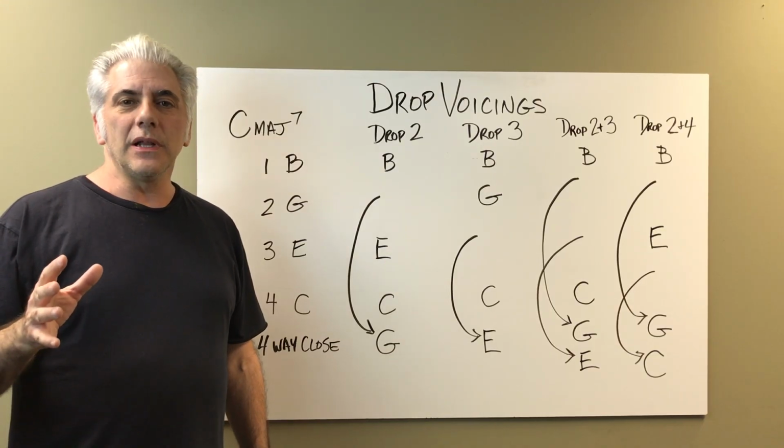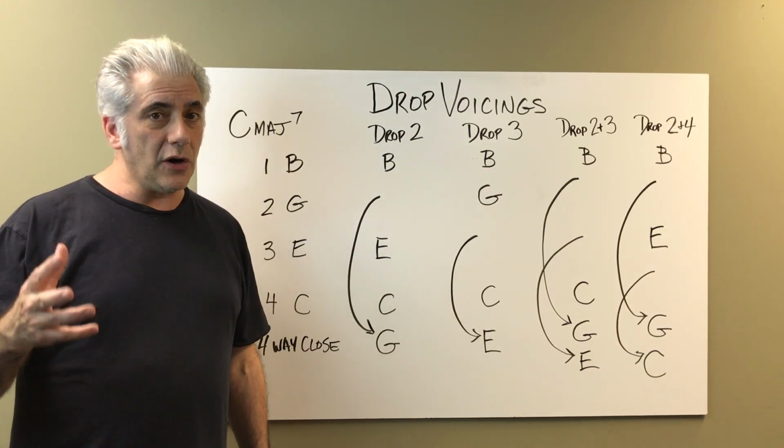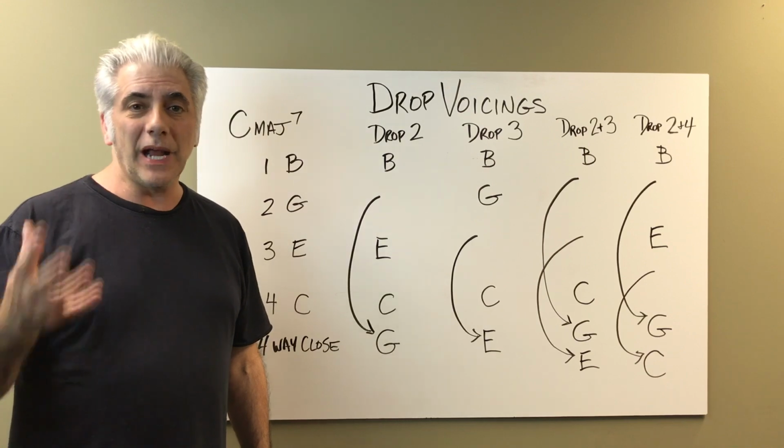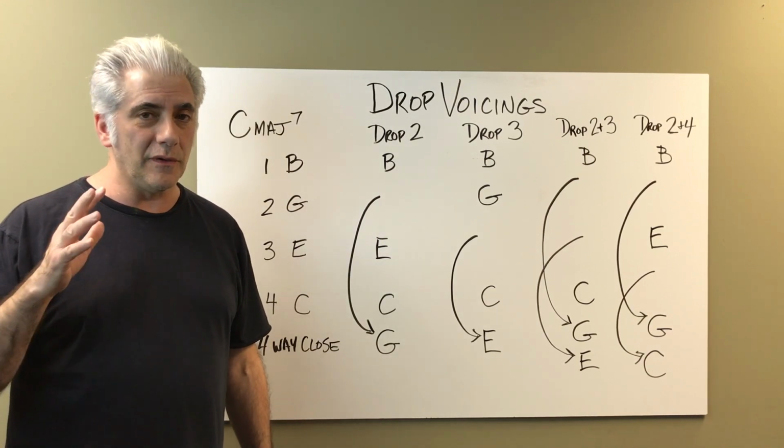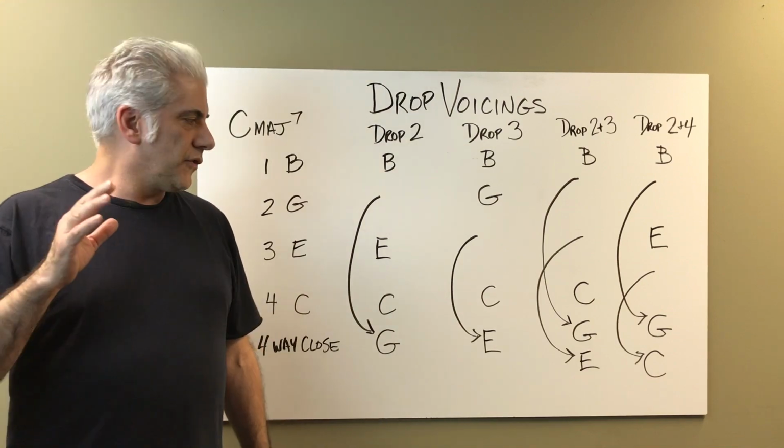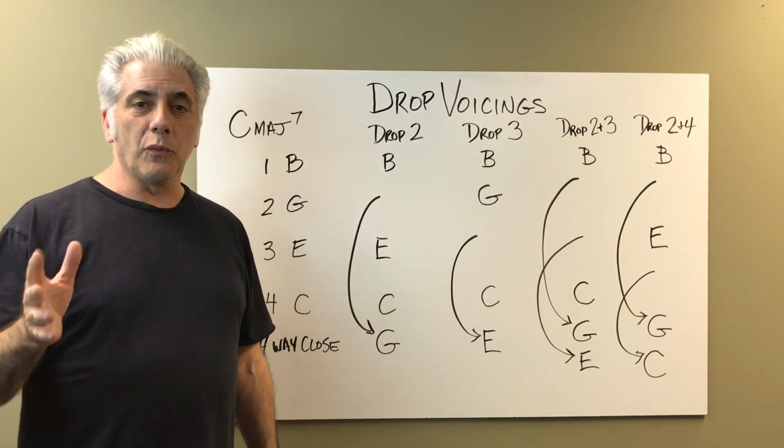Drop voicings are commonly used in jazz guitar, jazz piano, in big band music, and voicings of sax solis, things like that. They're constantly used, and there's a few different types of drop voicings. So let's first of all talk about the four-way close voicing.